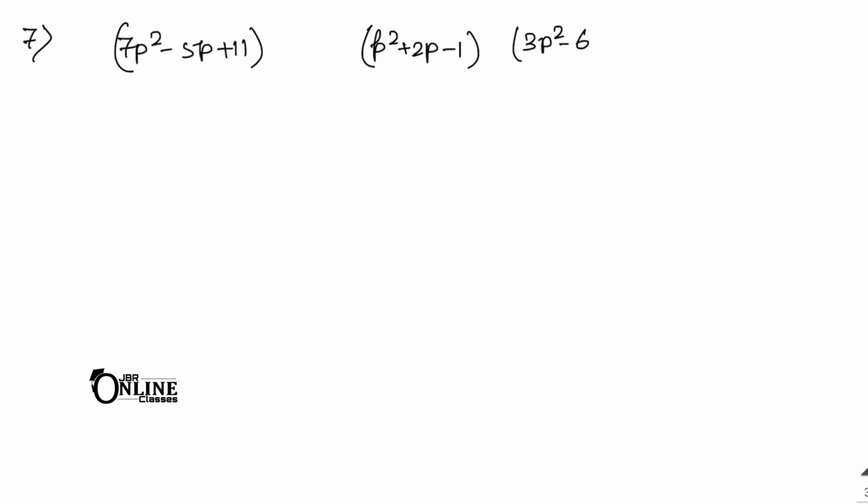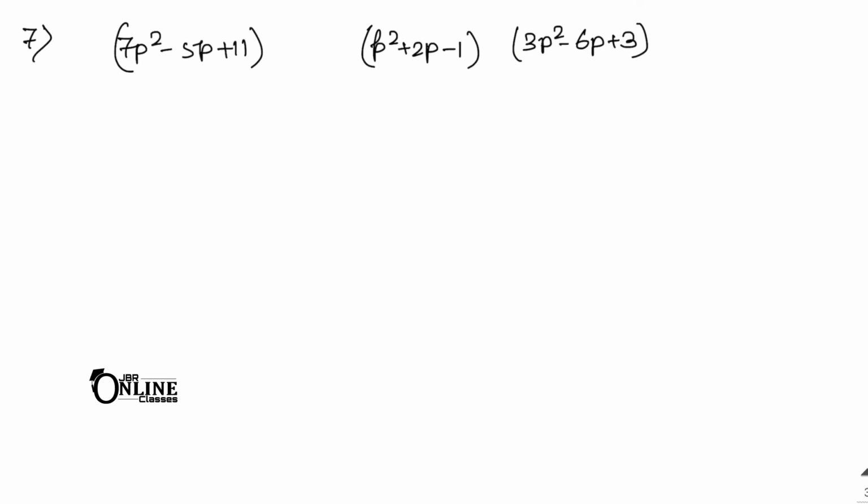Now the last one, sum number 7. So the perimeter of a triangle is 7p square minus 5p plus 11. That is the perimeter. And two of the sides are given. First one is p square plus 2p minus 1. And the second one is 3p square minus 6p plus 3. You have to find the third one.